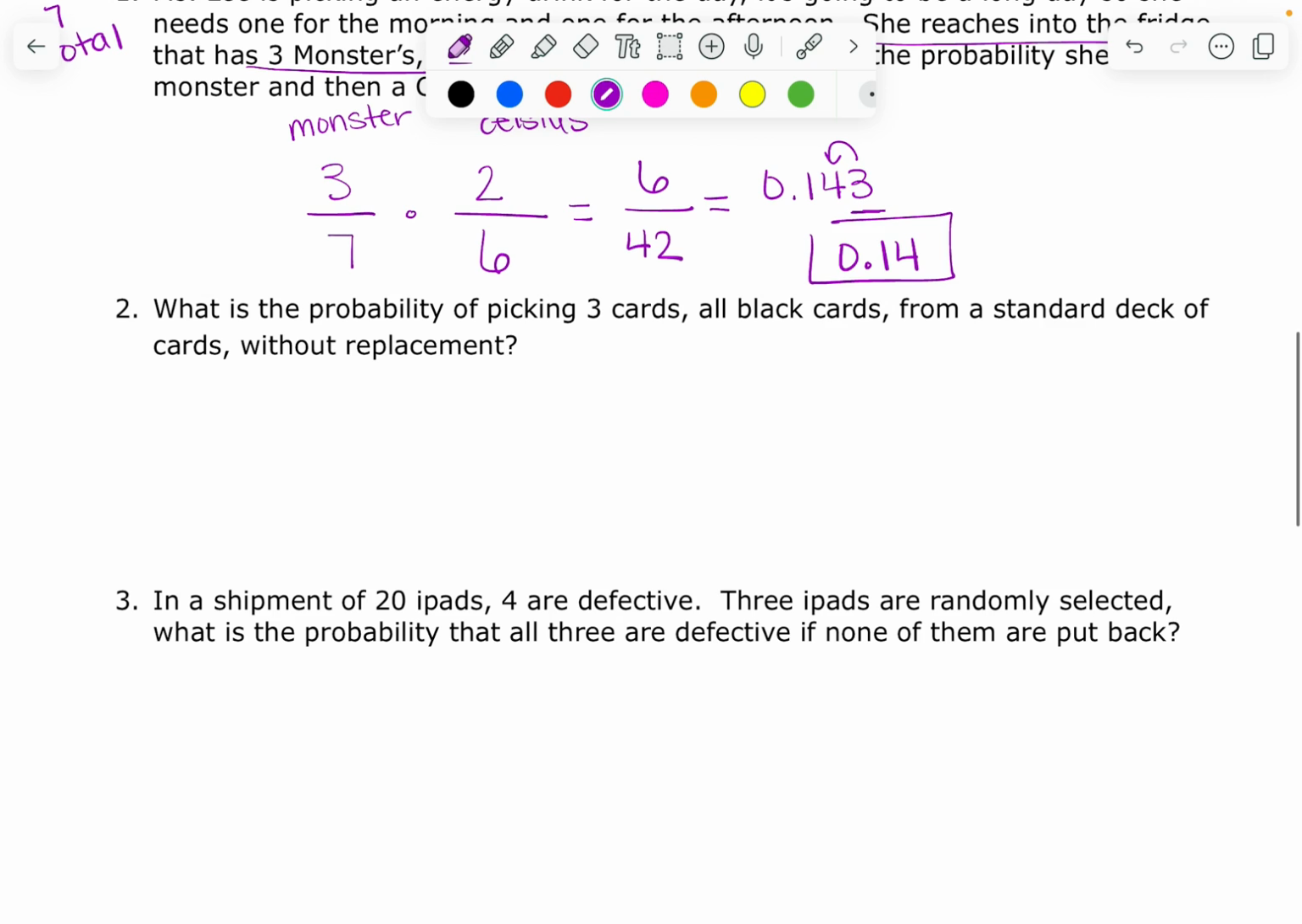Let's look at number 2. What's the probability of picking 3 cards, all black cards, from a standard deck of cards without replacement? Okay, well, I automatically know my total. Anytime I'm talking about a deck of cards, I know I have 52 total.